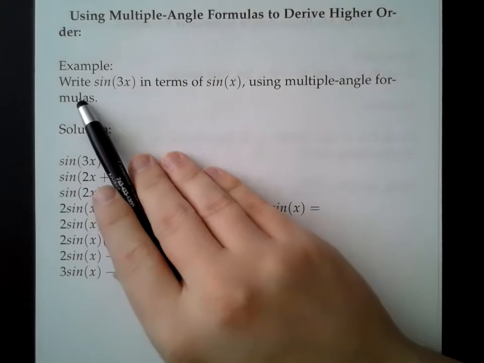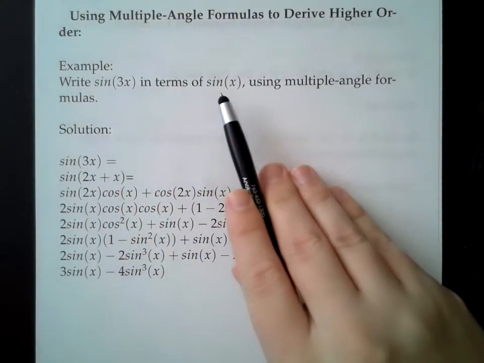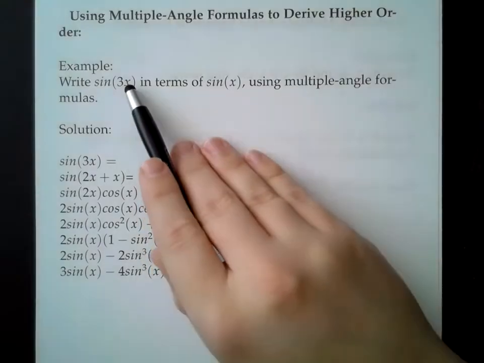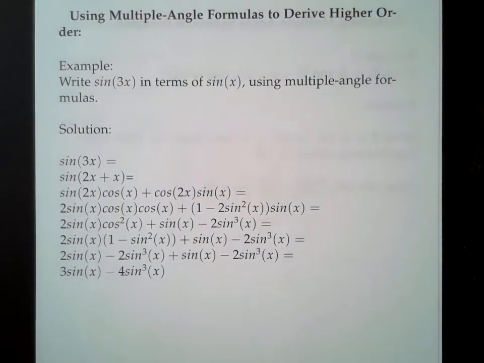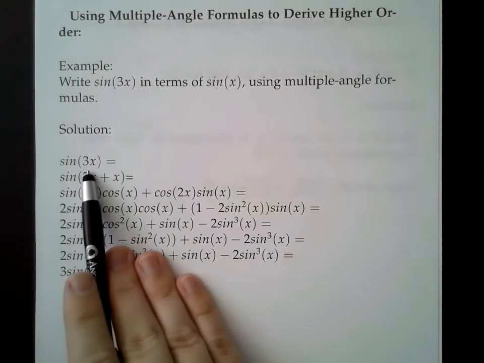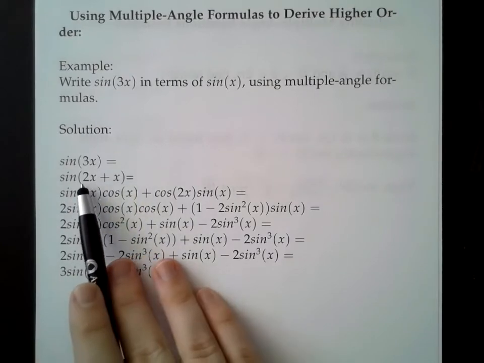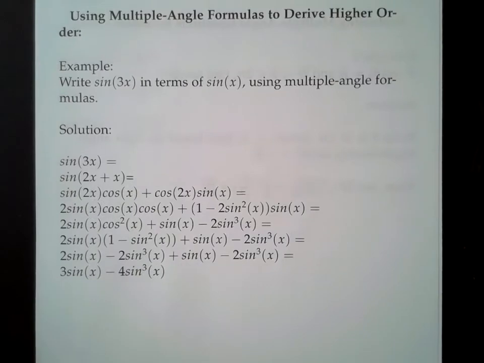So we want to be able to write sine of 3x in terms of sine, or in other words, we're trying to derive a brand new formula for sine of 3x. And we can do this using the multiple angle formula. So we're going to start out with sine of 3x. So I can rewrite this as sine of 2x plus x, because again, if we just solve this algebraically, it's going to be exactly the same.